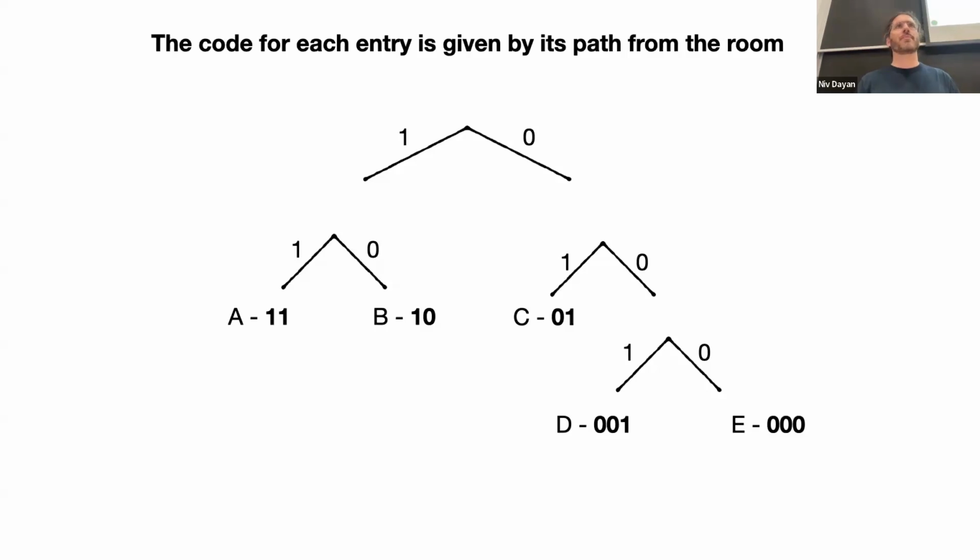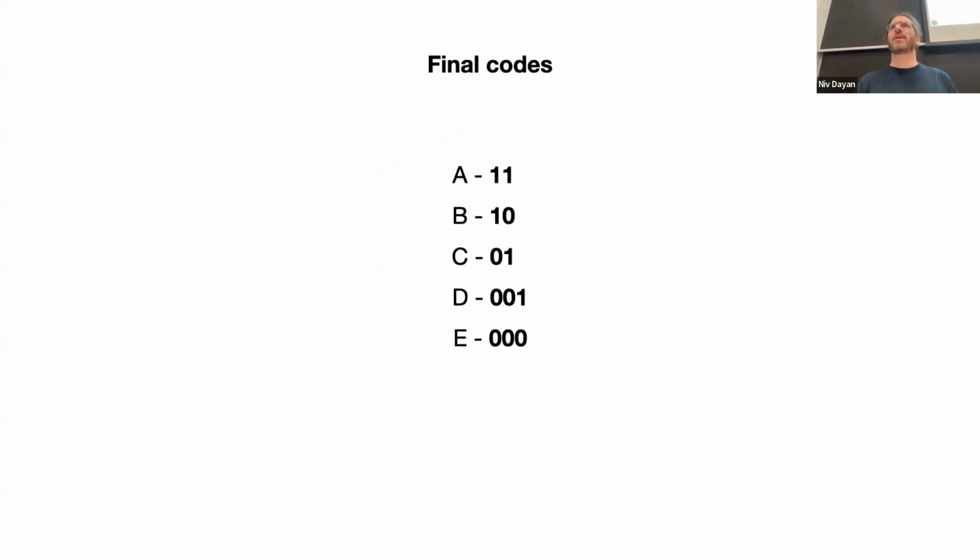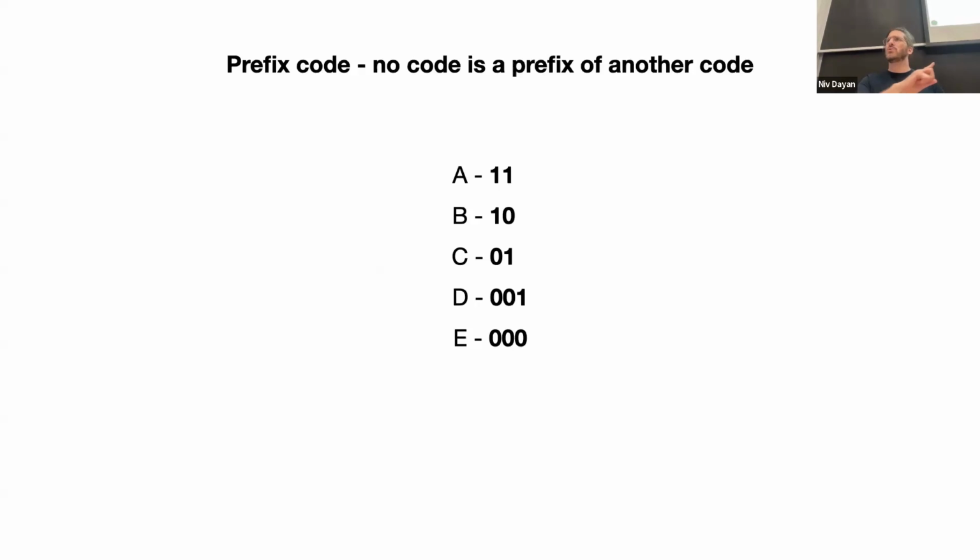Okay? So that's nice. Here are our final codes for this particular example. Note that this is a prefix code. We've seen prefix codes already in the last lecture. But the point of a prefix code is that no code is a prefix of another code. That's really important because that's the property of this code that allows us to decode it unambiguously.